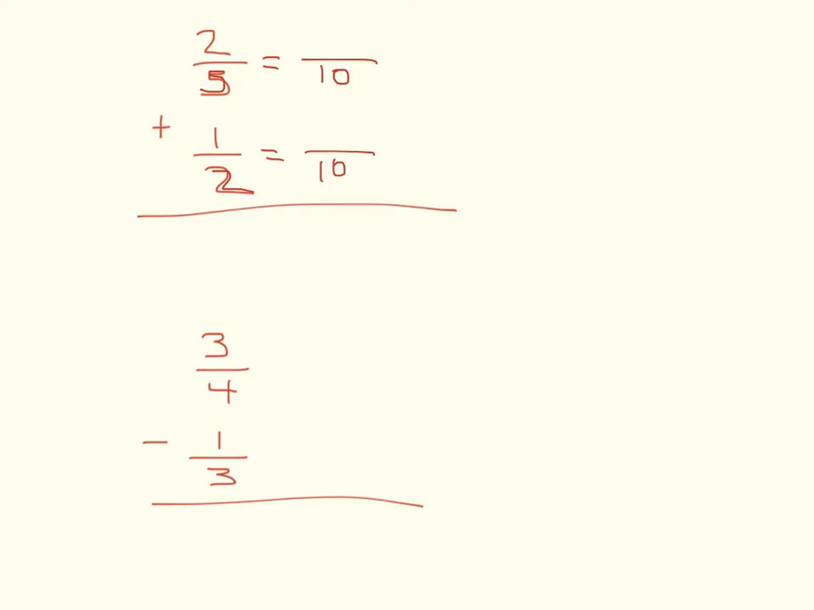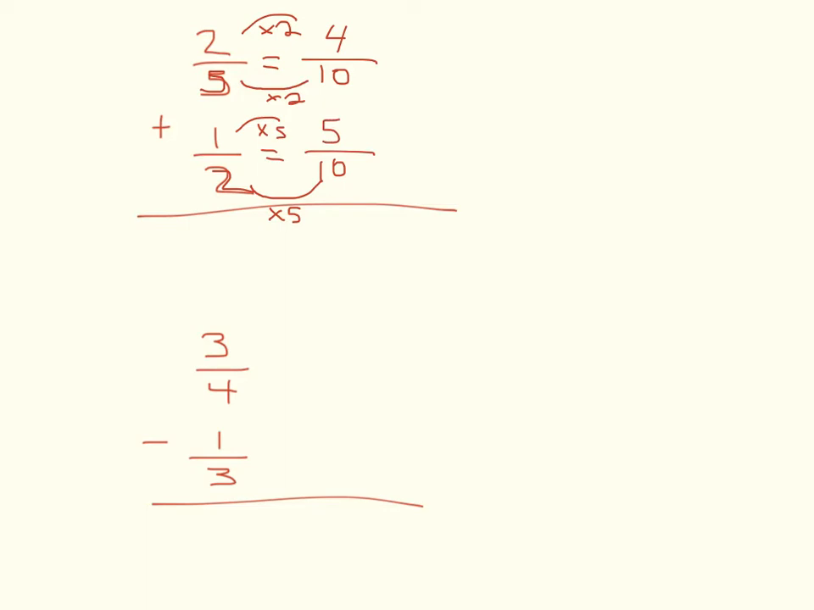So now I'm going to make equivalent fractions with a new denominator of 10. So now 5 times 2 makes 10, so 2 times 2 makes 4. So 2/5 is equivalent to 4/10. Now let's look at the next one. How do I get from 2 to 10? I multiply times 5. Whatever I do to the bottom, I do to the top. 1 times 5 is 5.